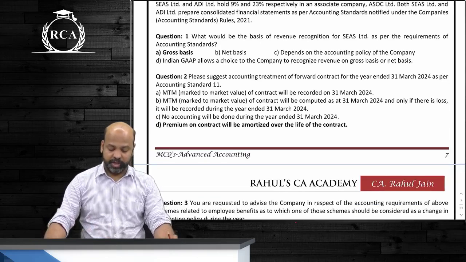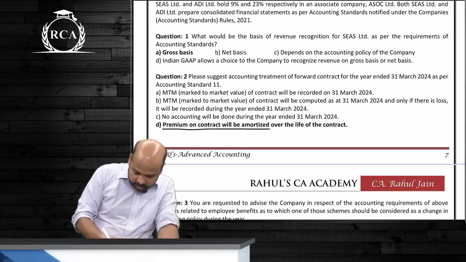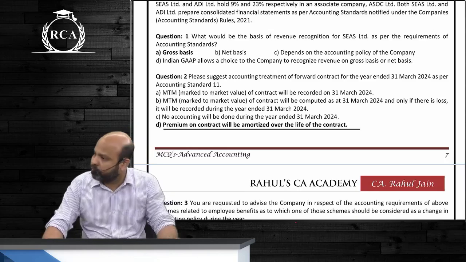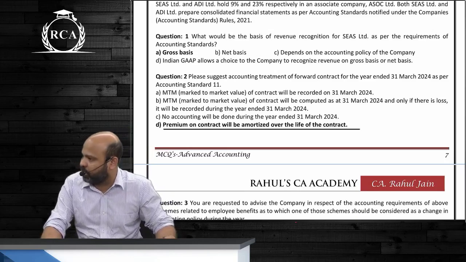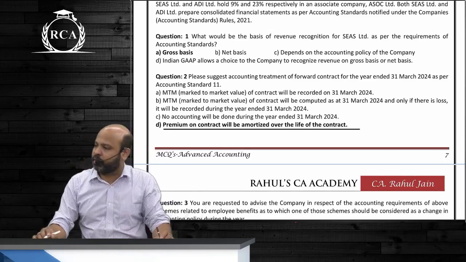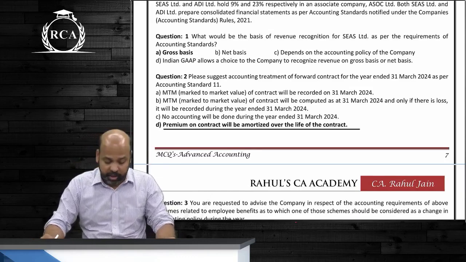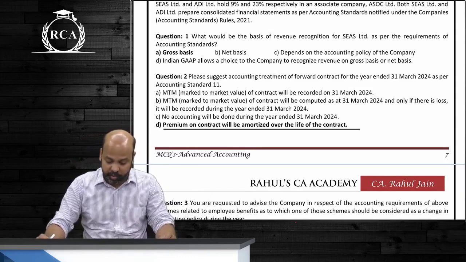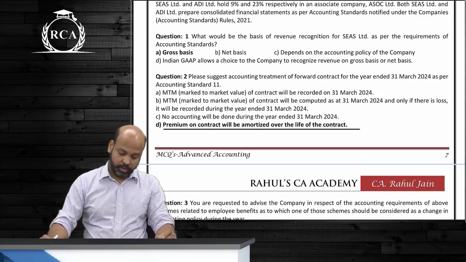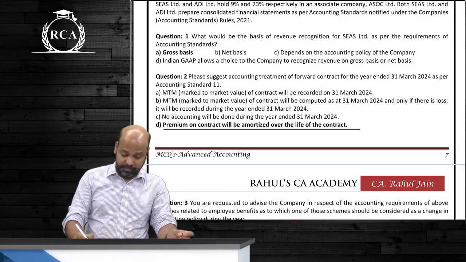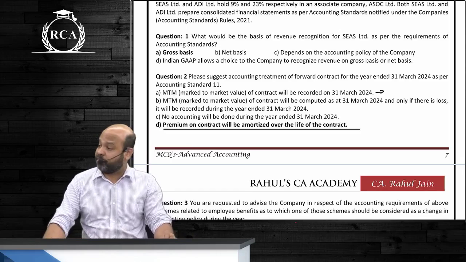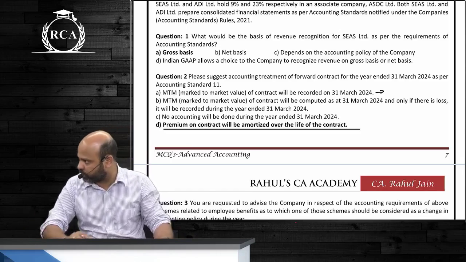Please suggest the accounting treatment of the forward contract. Premium on the forward contract will be amortized over the life of the forward because it is for the purpose of hedging. Had it been for speculation, what would you do? Mark to market, guys. The answer would have been the first option if it was for speculation. But that is not the answer here.